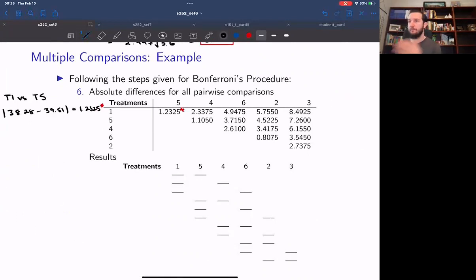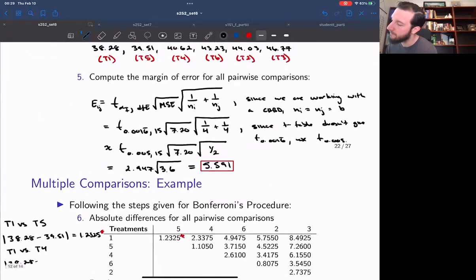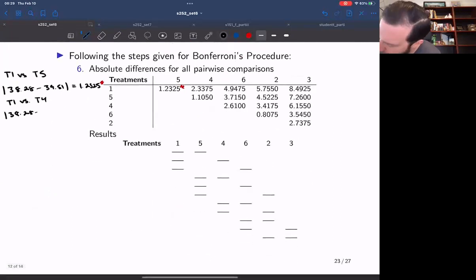Right, and then this is the same pattern the whole way through. So for the second difference, you would have T1 versus T4. So this is the absolute value of 38.28 minus 40.62. And this is 2.3375.